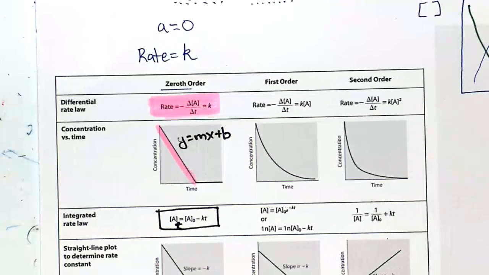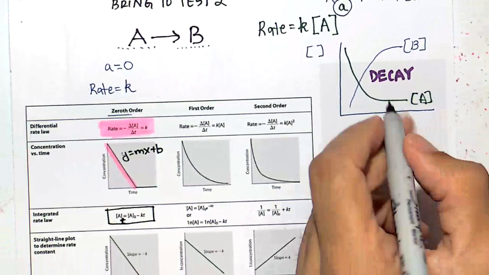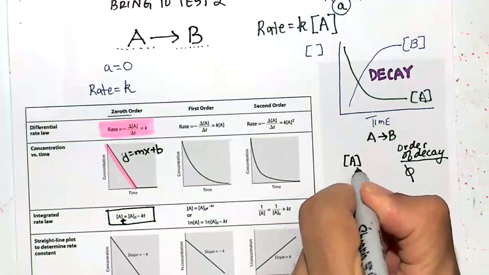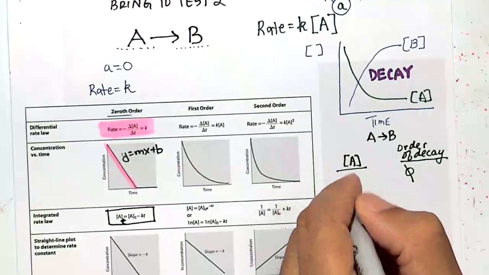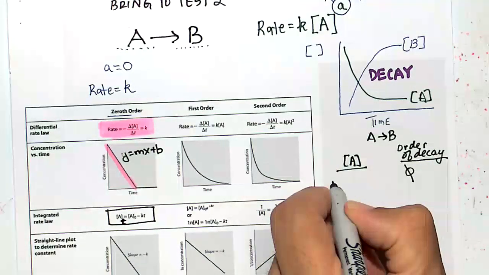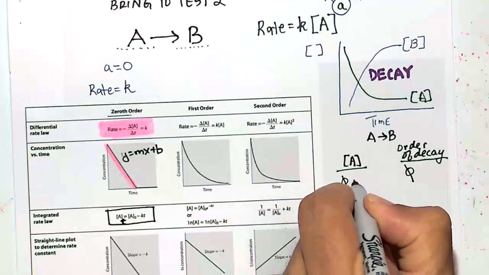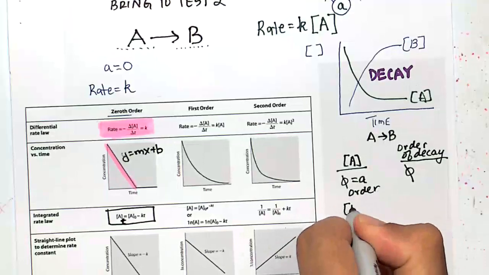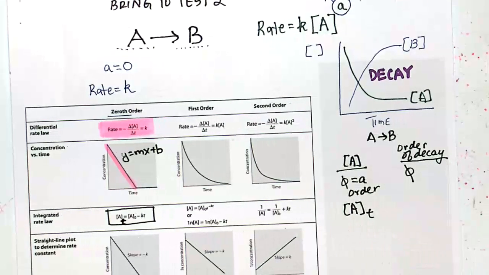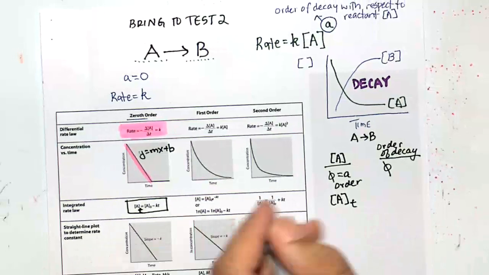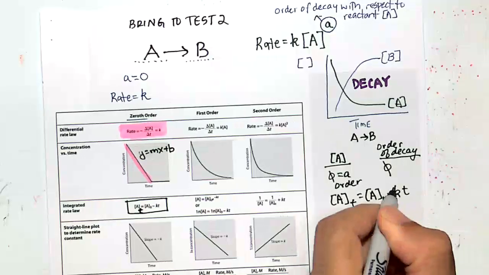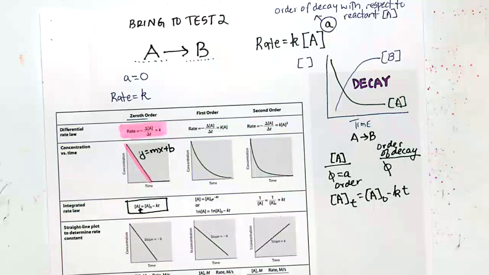if that reactant is going to decay with zero order, and our reaction is A goes to B, if reactant A decays with zero order decay, then the equation is the concentration of A at some time t is equal to A naught minus kt. So this is the equation you want to plug and play for the exam, but you can bring this. You don't have to memorize it.